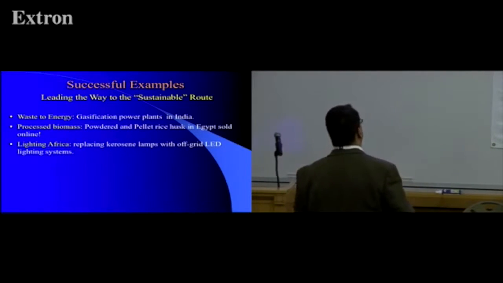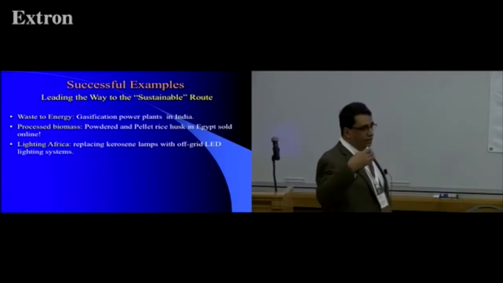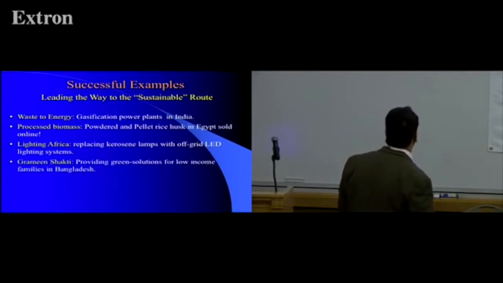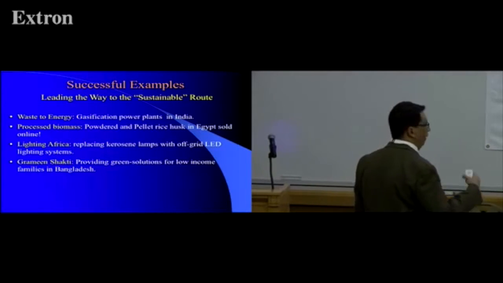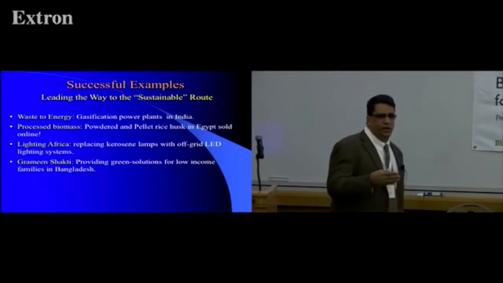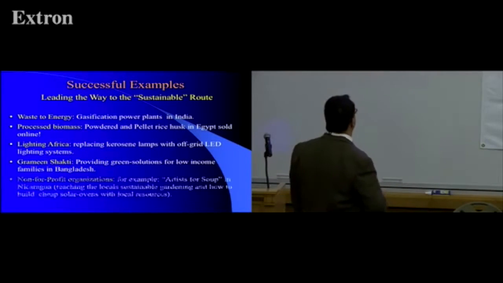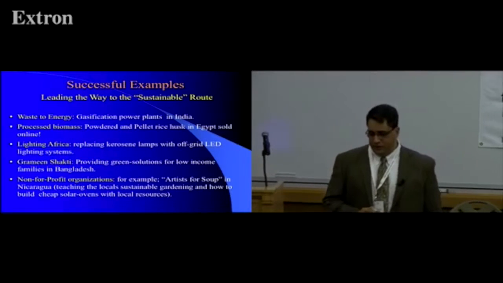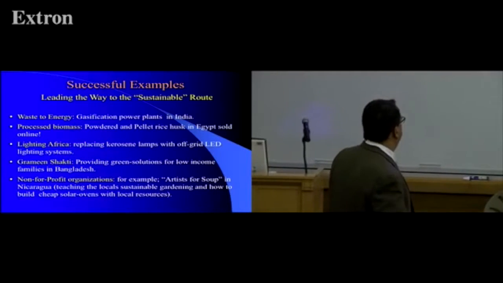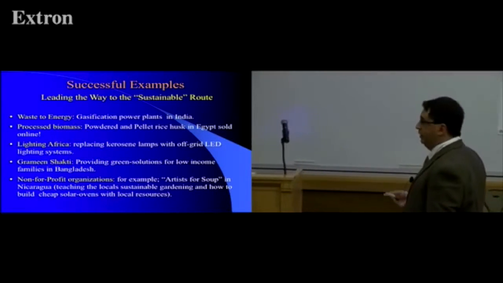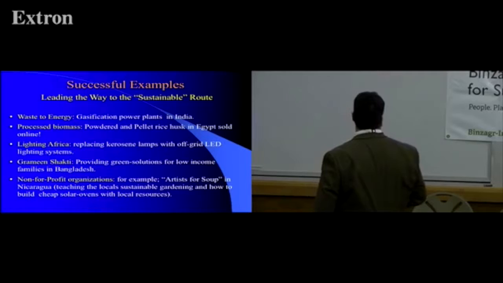Lighting Africa is a program that replaces kerosene lamps with LED lights in Africa. The Grameen Shakti in Bangladesh provides green solutions for low-income families, and I believe they use microloan systems as well to provide cost coverage for the green solutions. Also, there are some nonprofit organizations around the world teaching people sustainable gardening and how to build their own solar systems, like, for example, solar ovens in Nicaragua, done by Artists Pursuit.